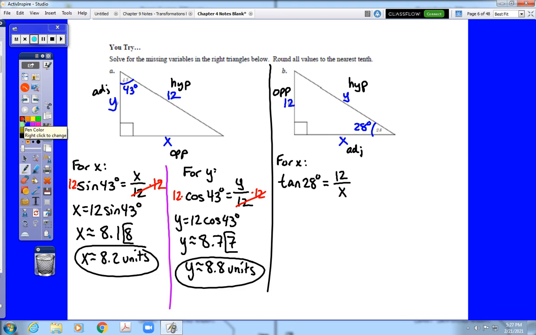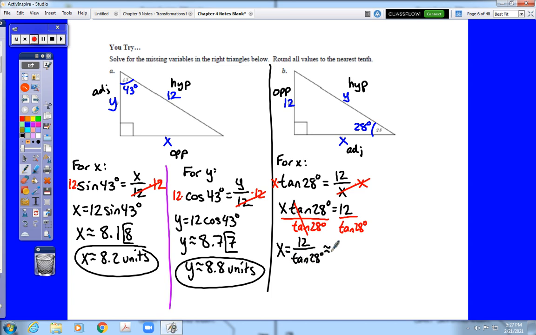Again, to solve that, we need to get rid of the fractions. So we'd start by multiplying each side by x, which would give us x times the tangent of 28 degrees equals 12. And then, to get x completely by itself, we would divide by the tangent of 28 degrees. So we divide both sides by the tangent of 28 degrees. And we get x equals 12 divided by the tangent of 28, which we'd feed to our calculator. So 12 divided by the tangent of 28 degrees is 22.56, which would round up to 22.6 units.